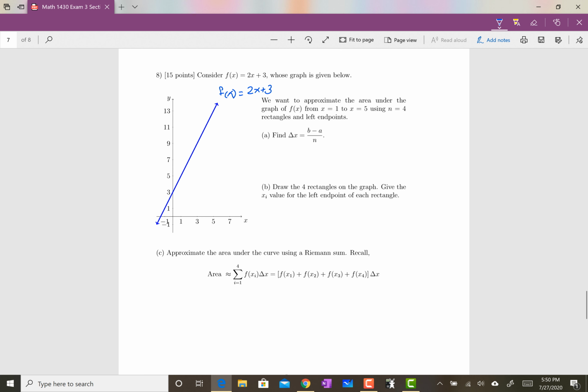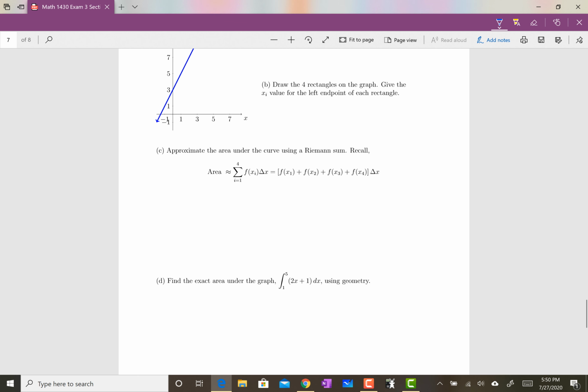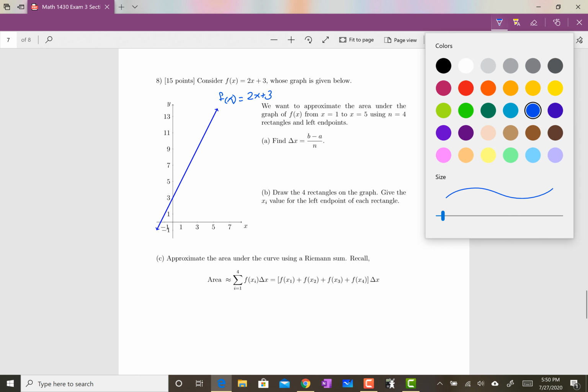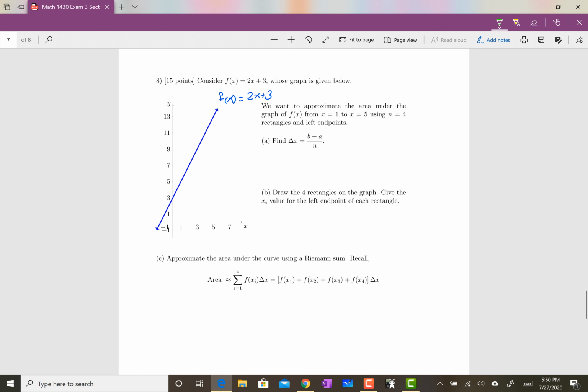All right. We're going to do a combination of things. We're going to estimate the area under the graph using what are called Riemann sums. And then at the very bottom, we're going to find the exact area using geometry, apparently. That's fine. Okay. So we want to approximate the area under the graph of f of x from x equals 1 to x equals 5. So let's see, what are we really approximating? Here's x equals 1 right here. So I have a point up here. And here's x equals 5. Okay, so I want to figure out what's this area.